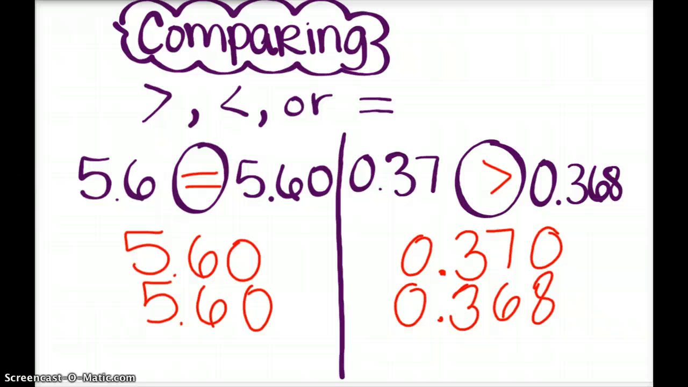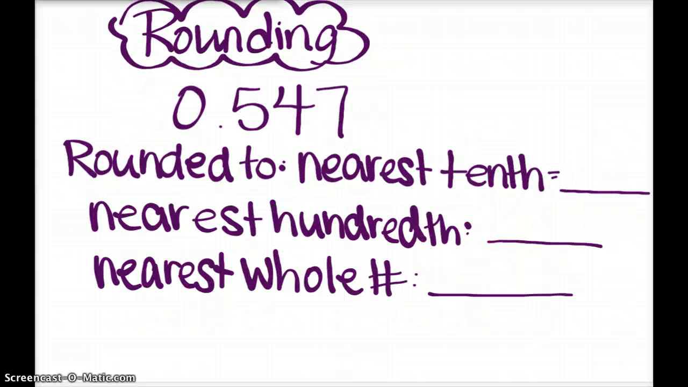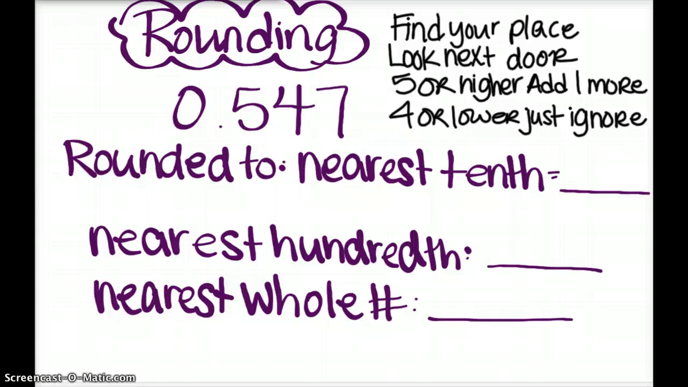All right, let's do a couple more. Rounding. I want you to take this number, 547, and I want you to round it to the nearest tenth, the nearest hundredth, and the nearest whole number. And go. All right, so I put the rounding rhyme up there. Find your place, look next door, 5 or higher, add 1 more, 4 or lower, just ignore.